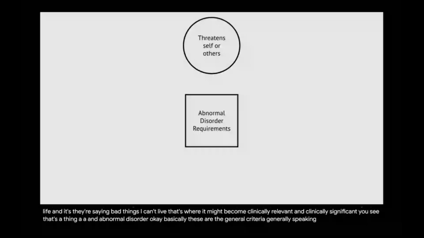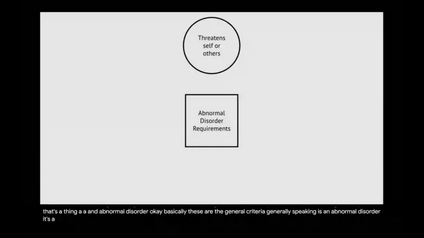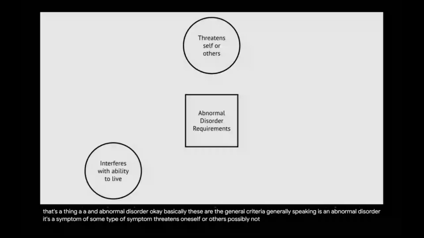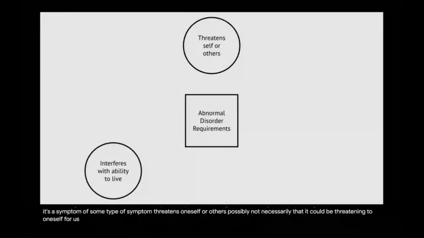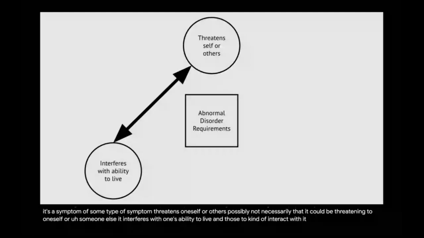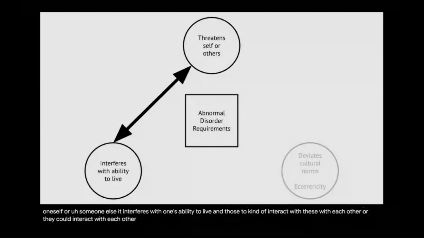And just generally speaking, it's an abnormal disorder. If a symptom threatens oneself or others, possibly, not necessarily, it could be threatening to oneself or someone else. It interferes with one's ability to live. And those two could interact with each other.